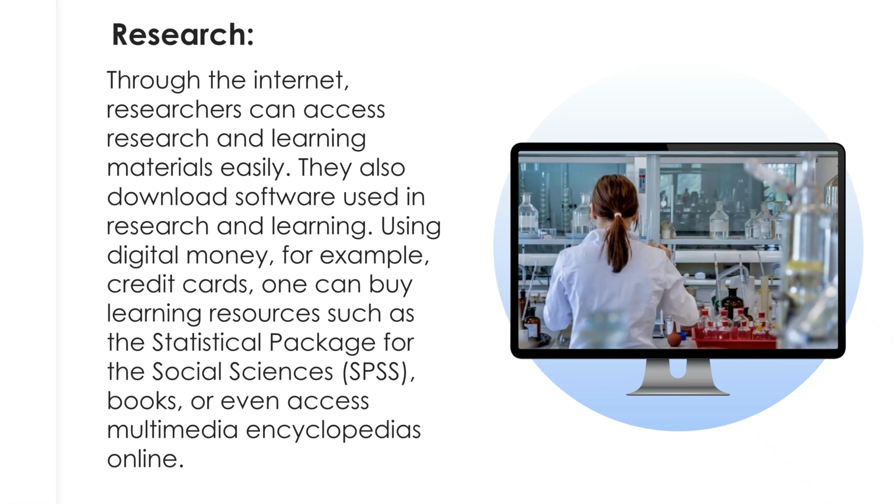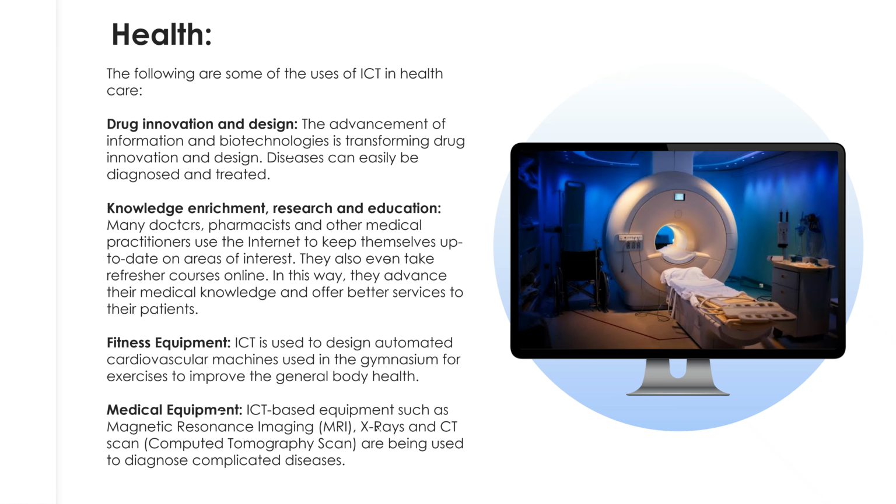So seventh, we have research. So the internet gives researchers fast access to journals, papers, learning materials. Even nowadays, we have AIs that let them download the software they need, whether it's the software or the material. So for the software example, we have SPSS for statistical analysis is a common example. Digital payment even makes it possible to buy access to specific resources or online encyclopedias directly.